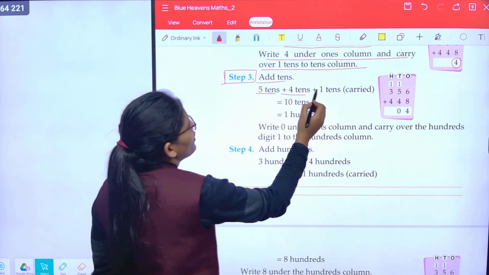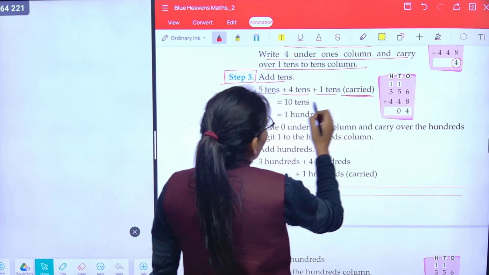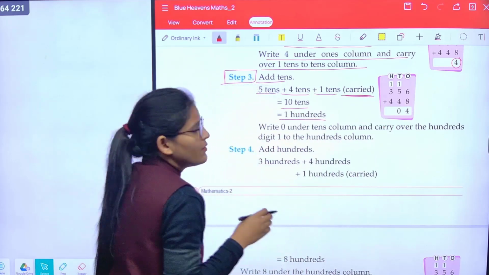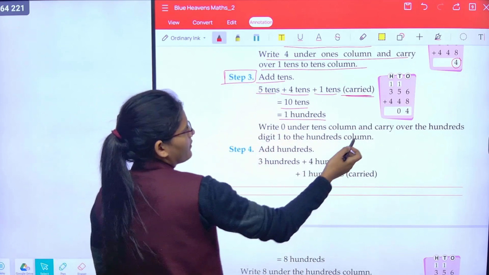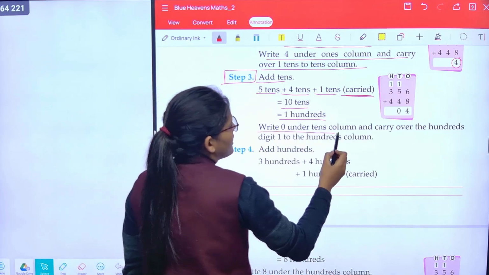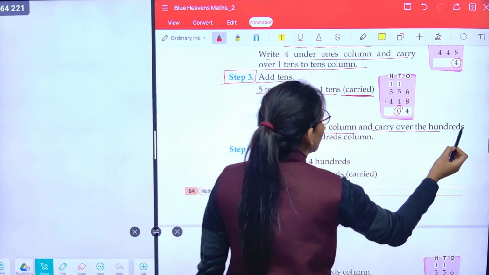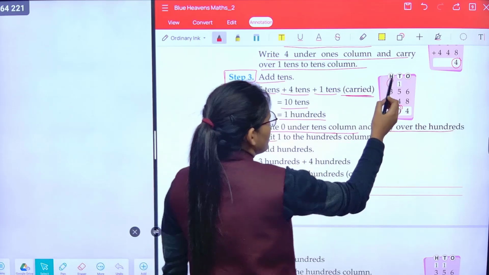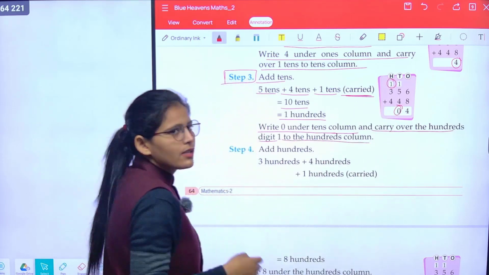Now step 3rd, add tens. 5 tens plus 4 tens plus 1 tens carry. 10 tens means 100. Okay. Write 0 under tens column and carry over the hundreds digit 1. See, 1 to the hundreds column.